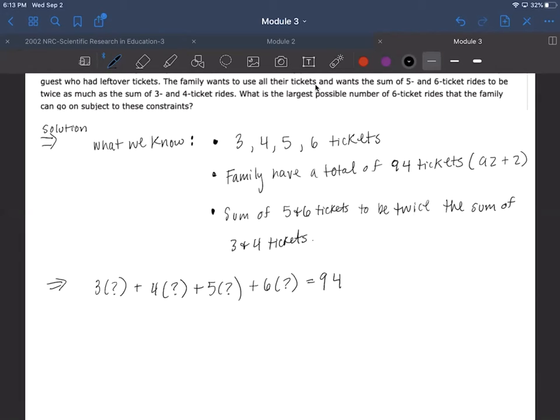So this is how I'm thinking of it in my head. Remember this, you guys: however many 5 tickets I have, because it said the sum, plus the 6 tickets, I want that to be 2 times the sum of however many 3 tickets I can have and however many 4 tickets. So I have these 2 equations here, but now I have a whole bunch of question marks, right?